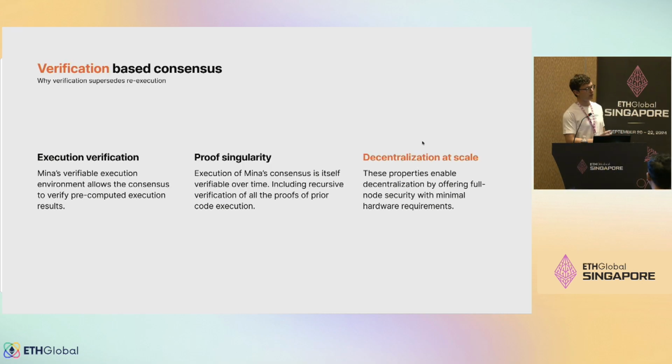So now we can take these consensus properties that are true for every blockchain out there, by the way, and we can say, okay, what additional properties do we get when we take that to our verification-based zk world, right? So the first is execution verification. And the big change here is that it's actually succinctly verifiable.